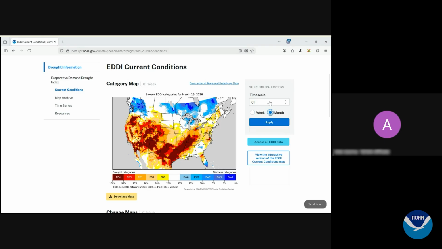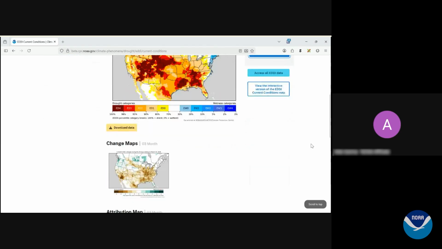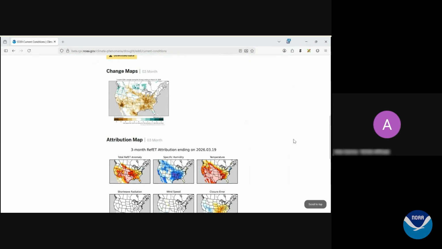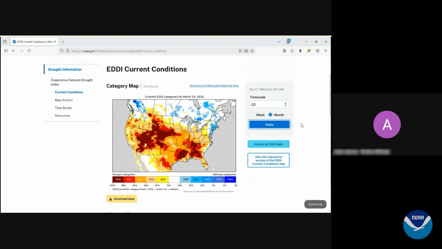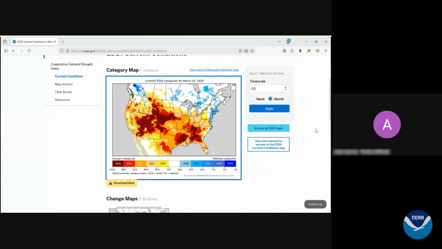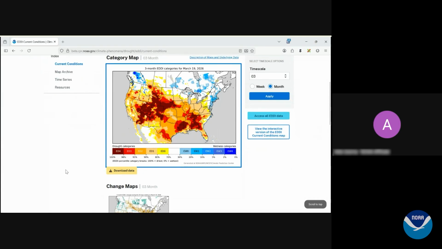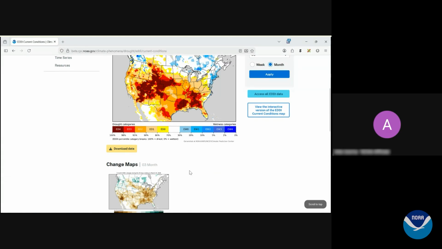So if you select, let's say, month and then maybe 2 or 3, and then you click apply, the image updates, as well as the change map and the attribution map below. Each image can be clicked to see a bigger version. And then underneath the category map is a link where you can download a NetCDF file containing the data for these maps.